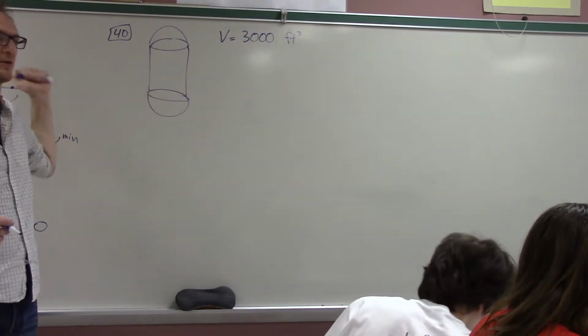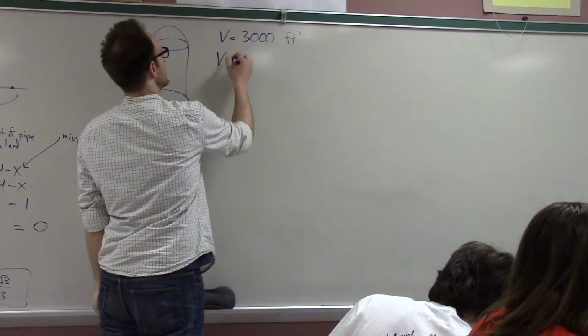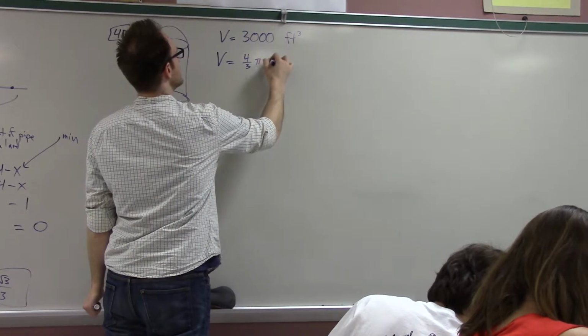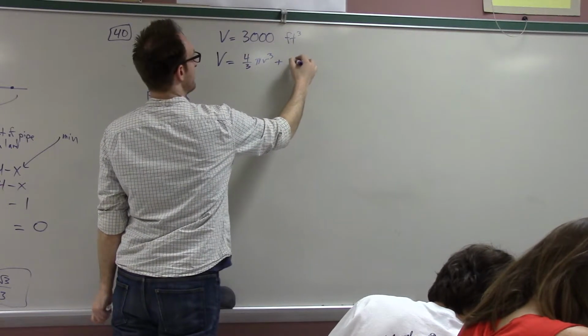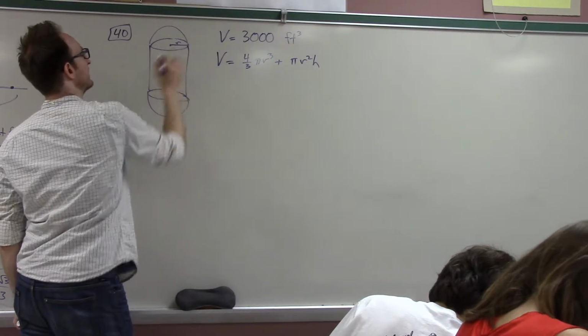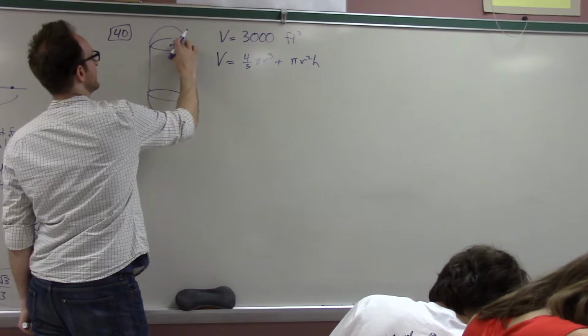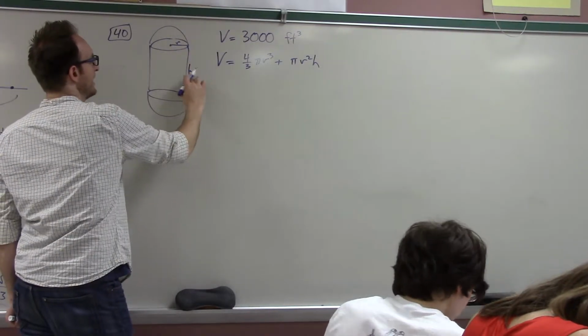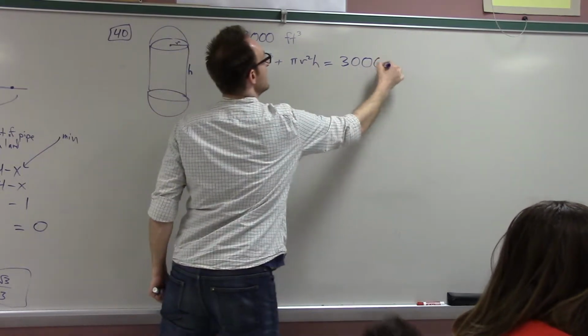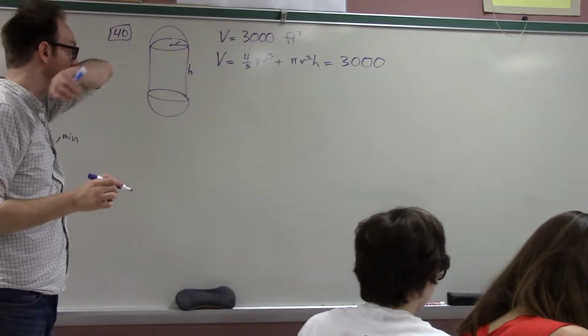So this is actually similar to the other problem. The volume of this thing is 4/3 πr³ plus πr²h, where I am letting r be the radius and h be the height. If I set this equal to 3,000, I now have a relationship between r and h.